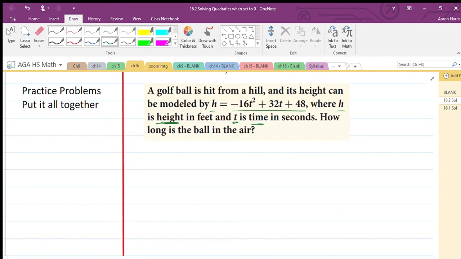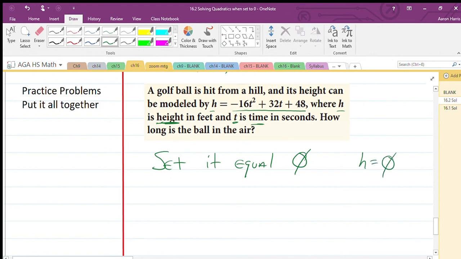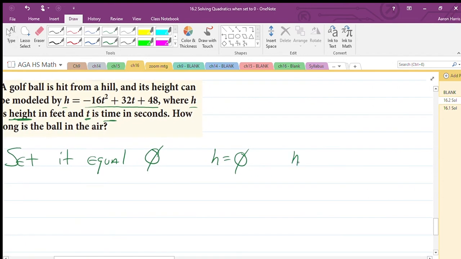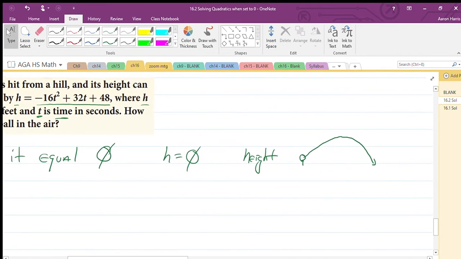Now, this is where we can set it equal to what? 0. What are we going to set equal to 0? Well, h. Why are we going to set h equal to 0? Because h is the height. Now think about this. The height of a golf ball, remember, it starts on a tee. It gets hit. It goes up, and then it comes down. Correct? Now, let's consider the tee really not there. Let's say it's actually on the ground.